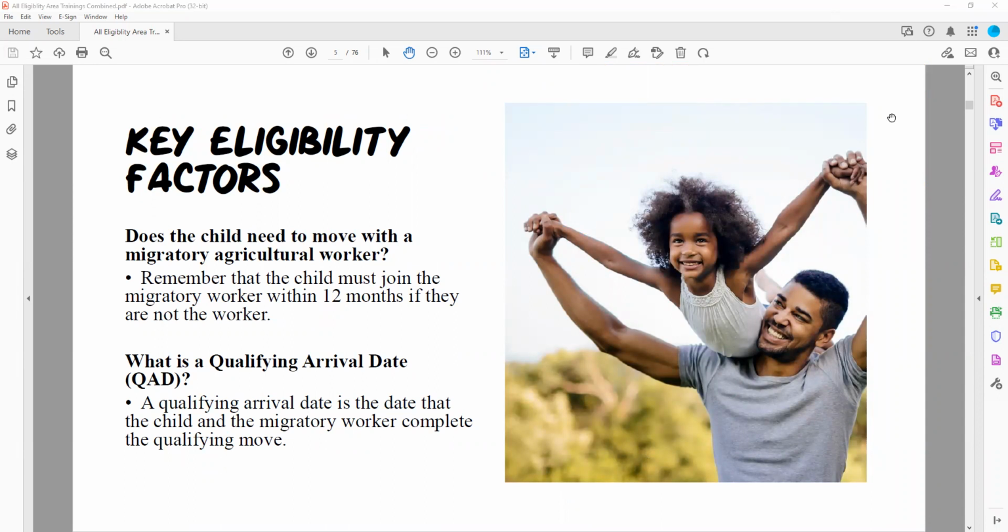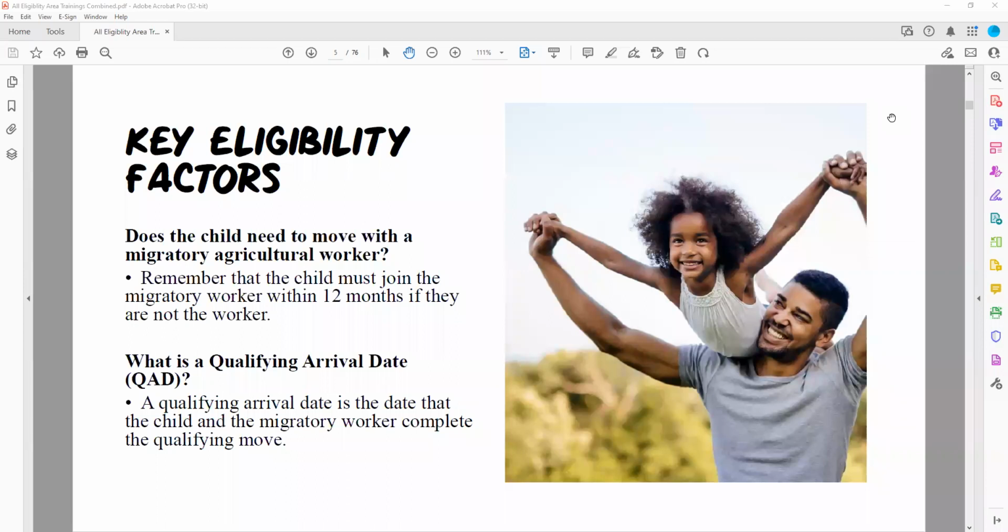So other things, does the child need to move with the migratory agricultural worker? Remember, they must join the migratory agricultural worker within 12 months of when they moved. Maybe they move first and then the worker comes after that. Anytime, that movement has to be within 12 months of each other.